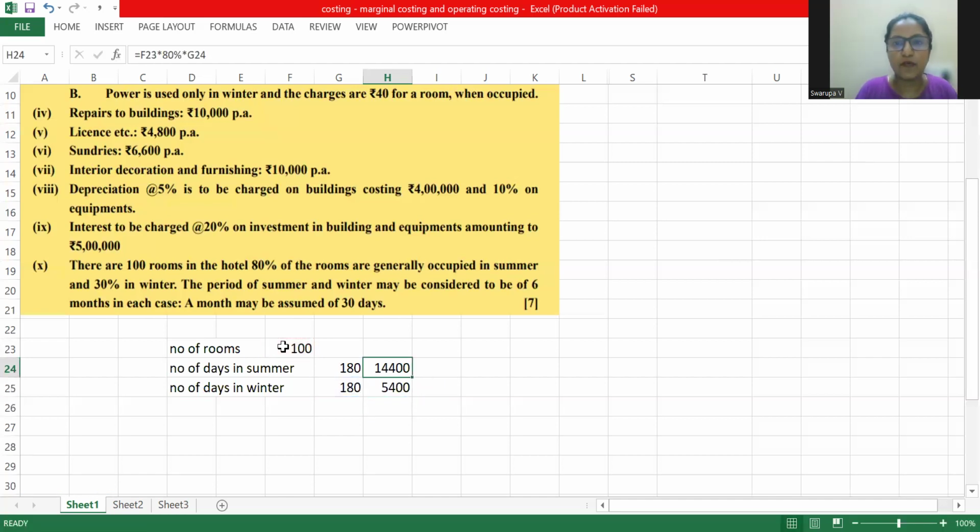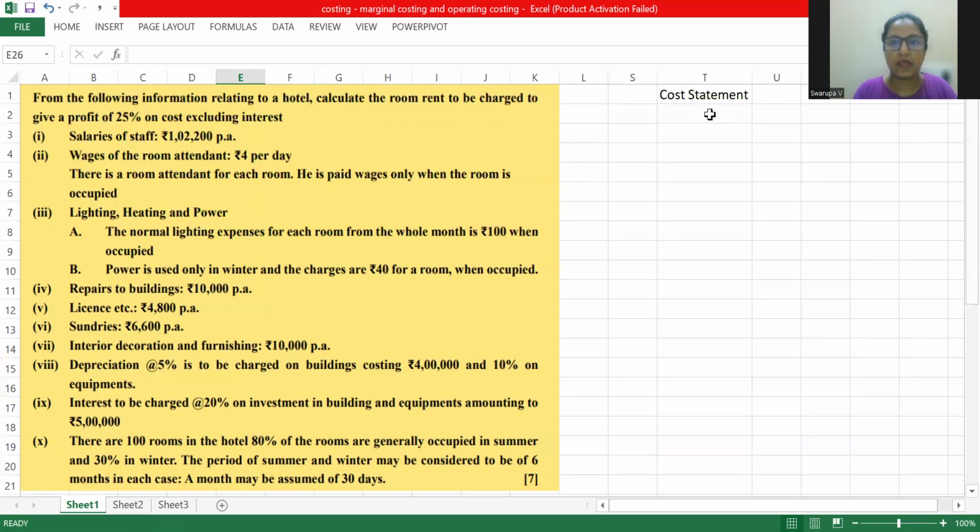Okay. So I have 14,400 room days in summer and 5,400 room days in winter. So my total room days is 19,800. Okay, this is the first step in operating costing. 19,800 room days. Now we will go ahead and prepare the cost statement. You can divide it into fixed and variable cost.